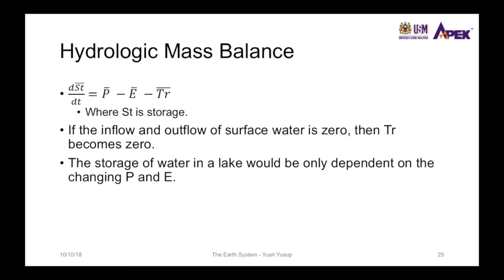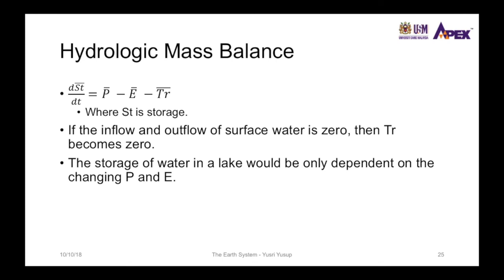This is the mass balance of the storage of water per time, which is denoted by this equation, where dST over dt equals the average precipitation minus the evaporation minus the horizontal transport. Now we introduce a new term in the equation, which is ST, which stands for storage. We see that the change of storage with time is dependent on the amount of precipitation minus the evaporation and also minus the horizontal transport.